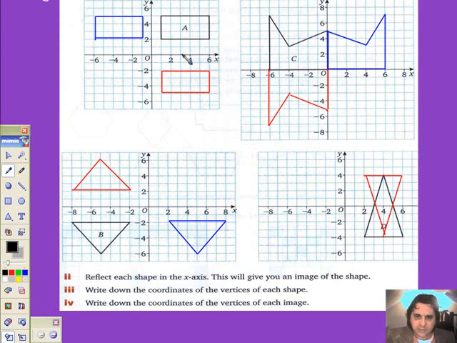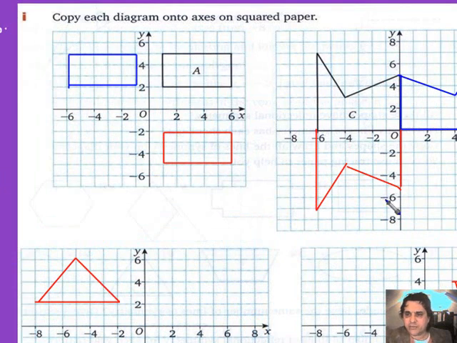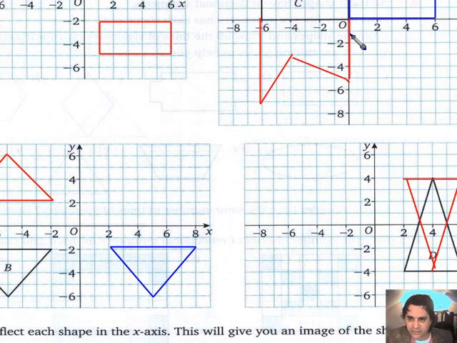Okay, so let's just revise. This red image here is the reflection of A in the x-axis, the mirror. This blue image here is the reflection of A in the y-axis. Again, please note equal distance either side of the mirror line. This blue one here is the reflection of this black polygon C in the y-axis, and this red one here is a reflection of C in the x-axis.